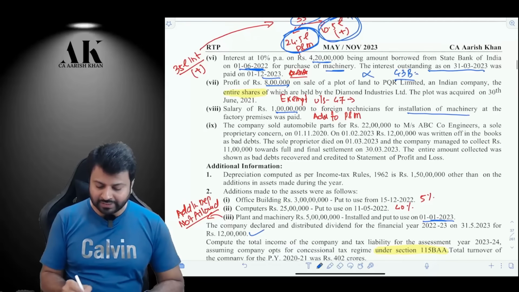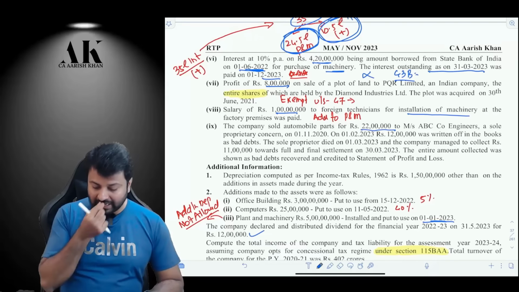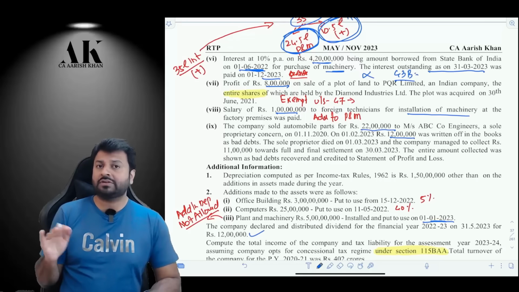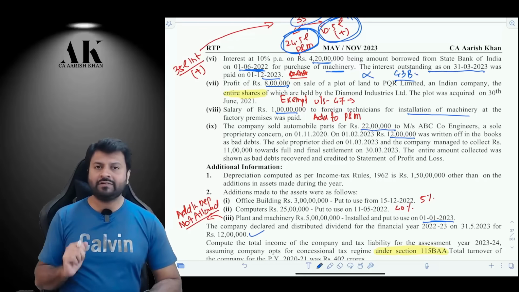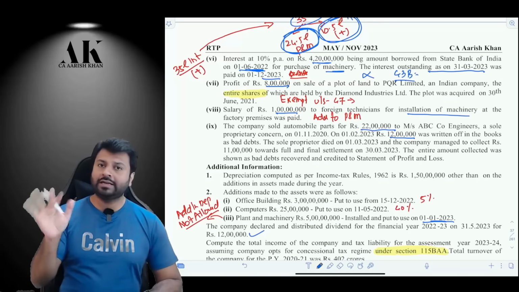Okay. Next one is you have sold some goods of 22 lakh rupees, out of which 12 lakh rupees is written off in the books of accounts, and the remaining 10 lakh rupees is recoverable. Now suddenly the debtor died, he expired.